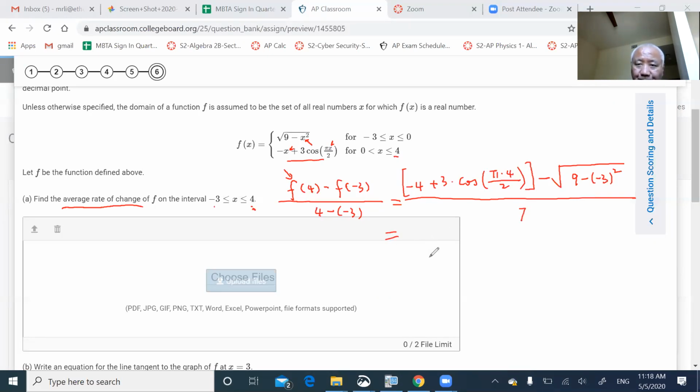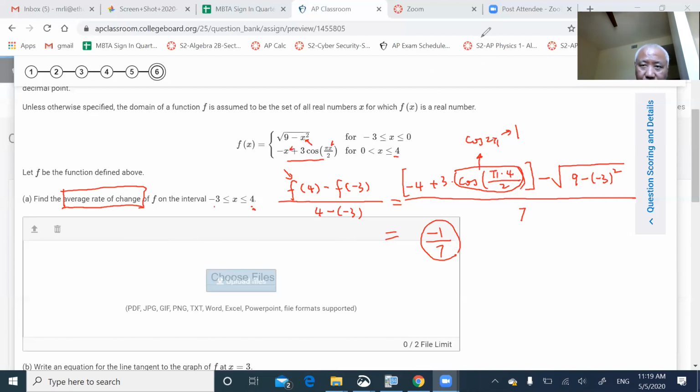So from here, we can see that this part is cosine of 2 pi, which equals 1. So 1 times 3 is 3, plus -4 will be -1. And this part is 0, over 7. So that's the answer. This one just follows the definition of average rate of change, so you can get this answer, okay?